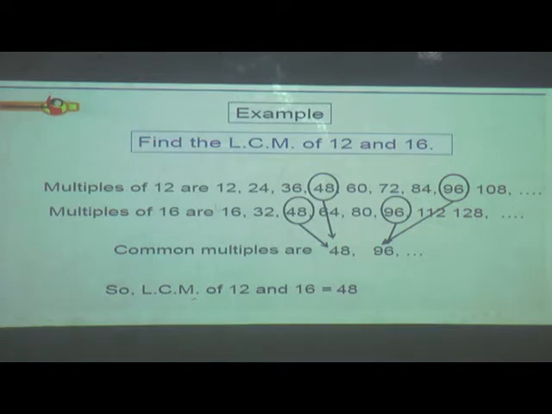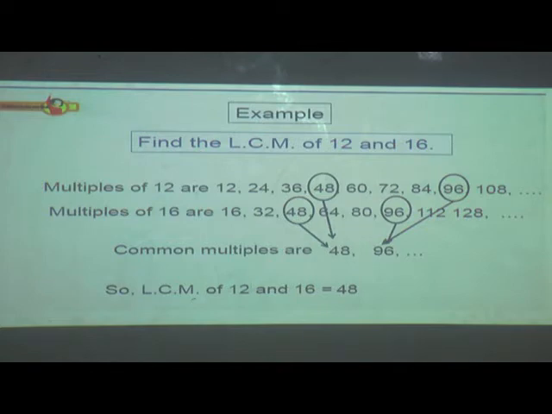These are the multiples of 12 and these are the multiples of 16. Now that we have found the multiples, we are going to find the common multiples. The first common multiple is 48. After that, 96 is also common. So we got the common multiples as 48 and 96.